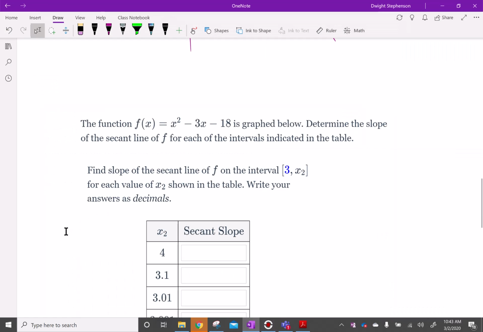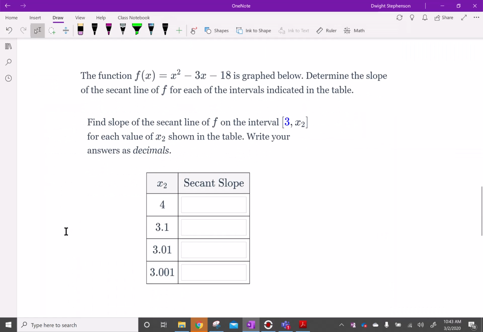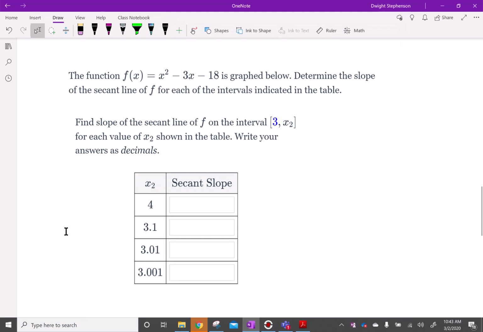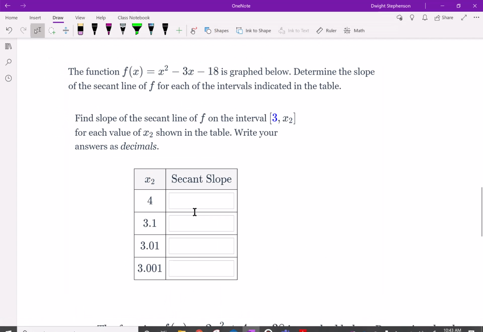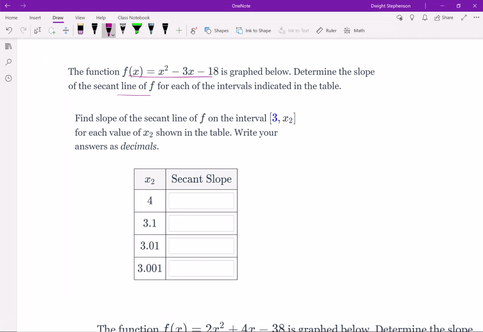Okay, so I'm going to go through some examples that you see on Delta Math. You don't have to watch these if you feel like you can do the Delta Math problems without it. I just wanted to show it to you so you can see it if you need it. So the first one is this. We're given a function, and there's a graph in Delta Math. We don't need it right now. We want to determine the slope of the secant line at each of the intervals in the table.